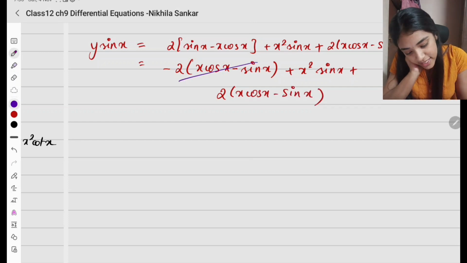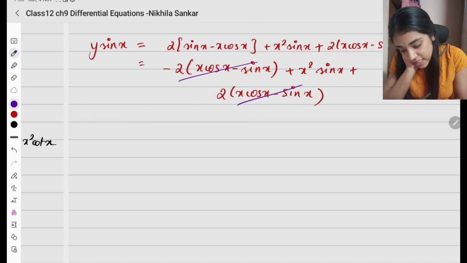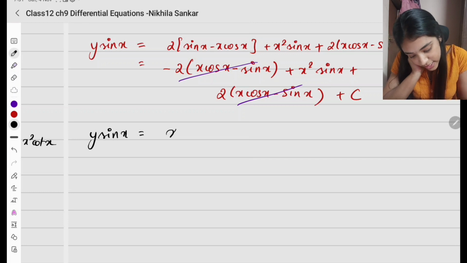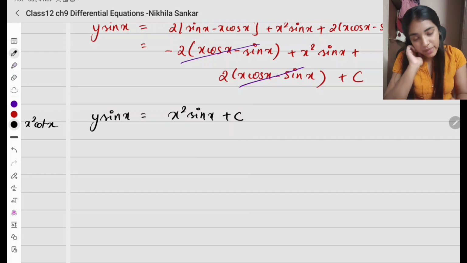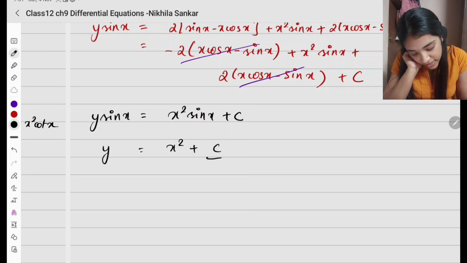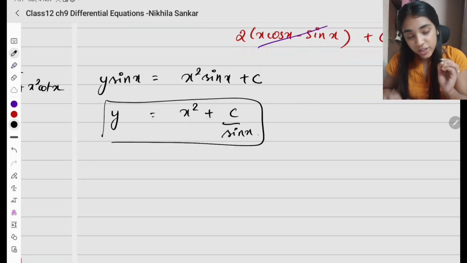You see that I can cancel these two terms. When the two terms cancel, what will I have? Don't forget the plus c. So what is my final solution? It is going to be y sin x equals x square sin x plus c. When I divide by sin x, what will I have? y equals x square plus c divided by sin x. So this is my general solution.